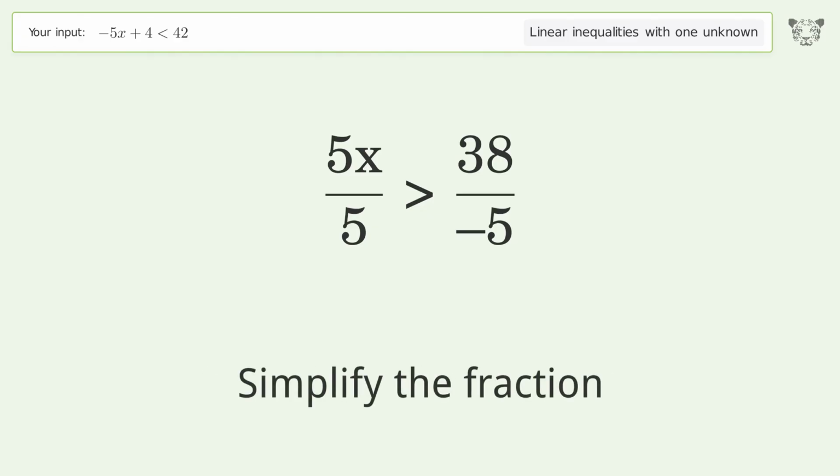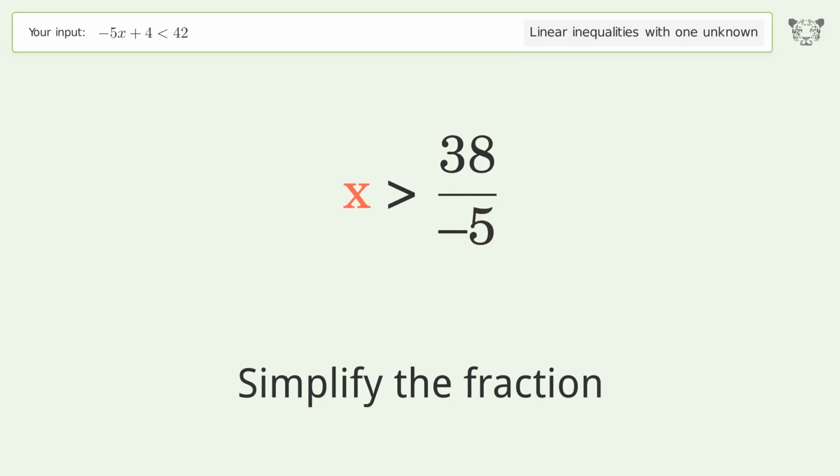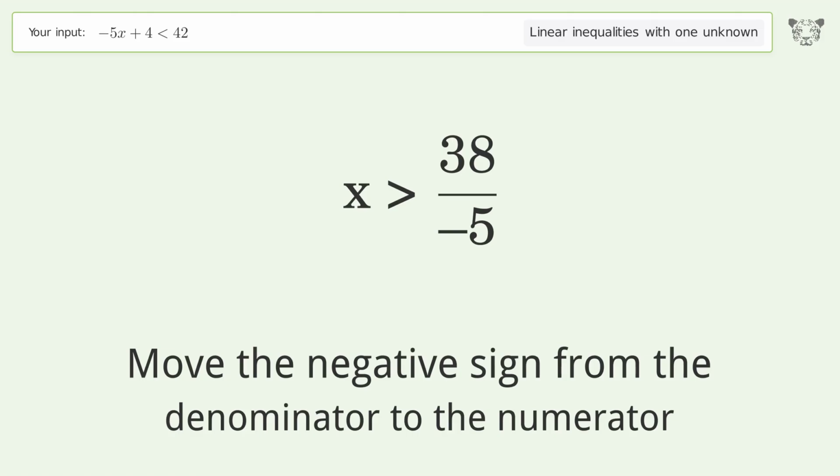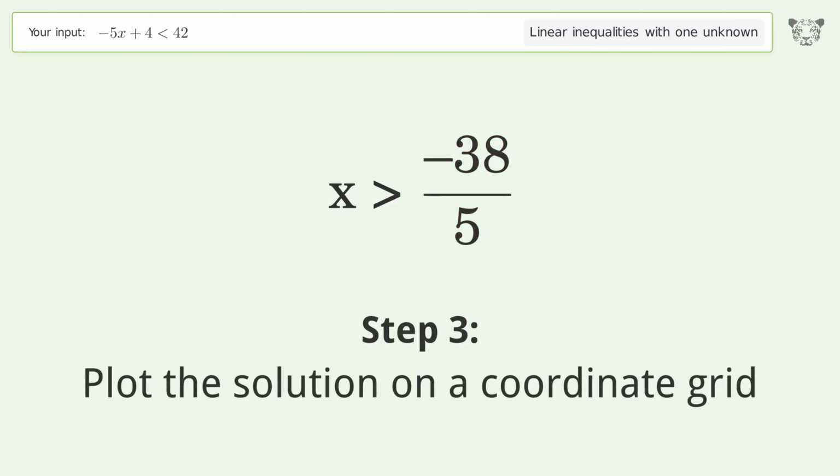Simplify the fraction. Move the negative sign from the denominator to the numerator. Plot the solution on a coordinate grid.